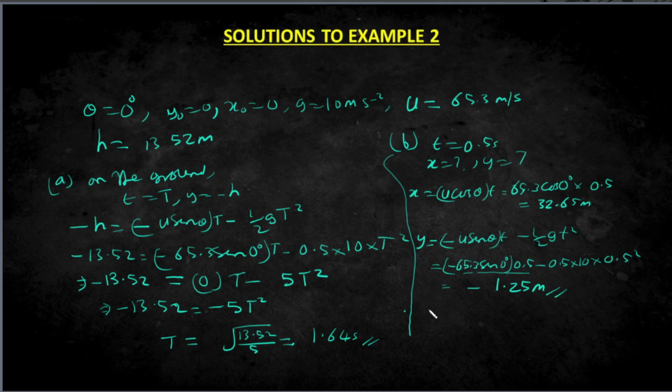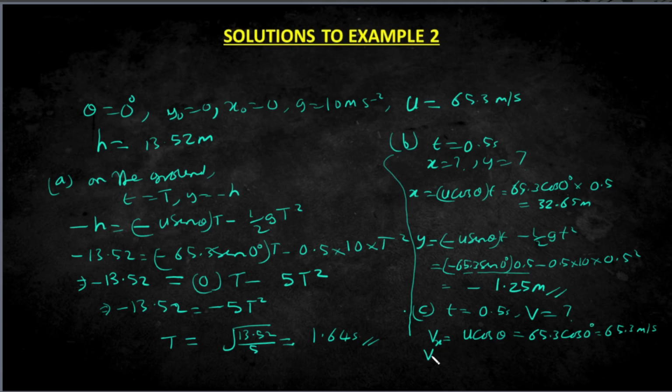Also, question C looks similar. We have to find also the velocity, right? We have 0.5 second. What we want to find is the velocity. Before that, we need to find velocity along x. Velocity along x is always u cos theta, right? Substitute the values there. You have u is 65.3, cos of 0 degrees. Cos of 0 is 1. So here we have 65.3 meters per second. So that is how we calculate the velocity along x.